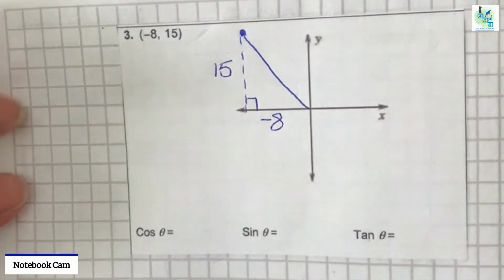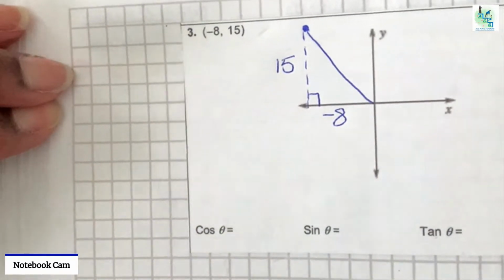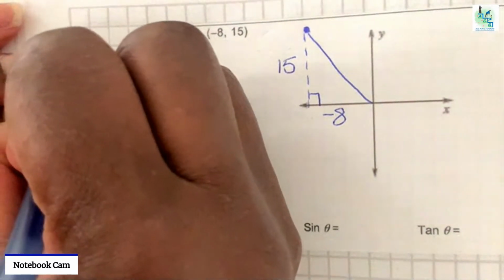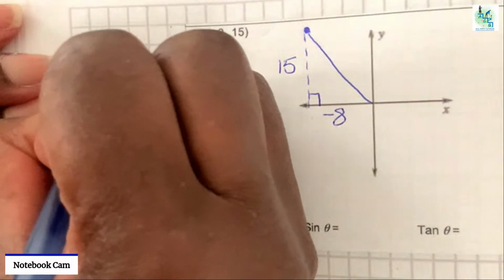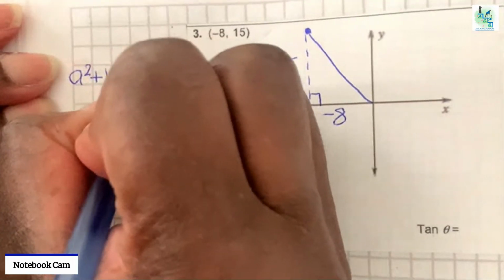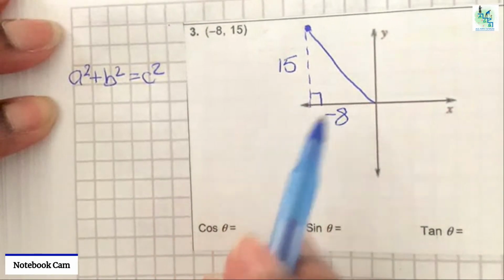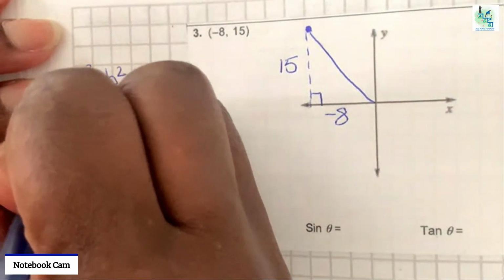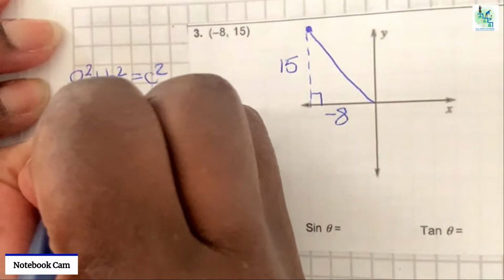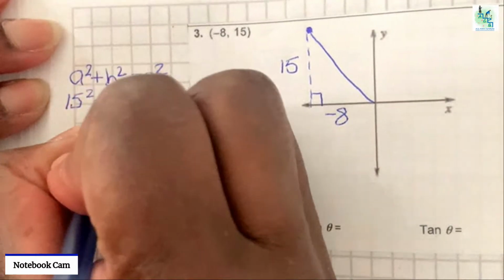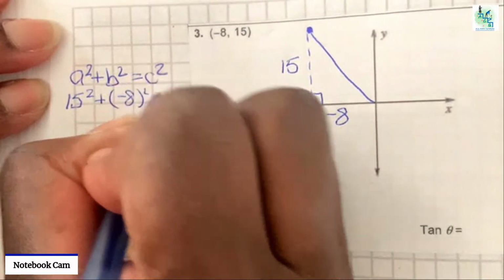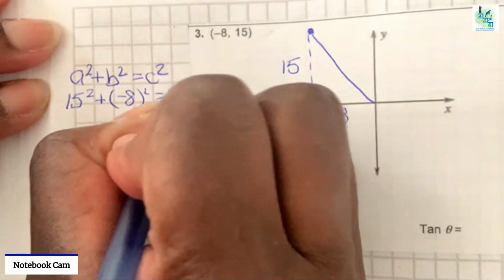Only way to do it, Pythagorean theorem. So we have our a squared plus our b squared equals our c squared. So the legs are interchangeable. I know some of you guys don't believe me, so I'm going to do 15 squared plus -8 squared equals our x squared.